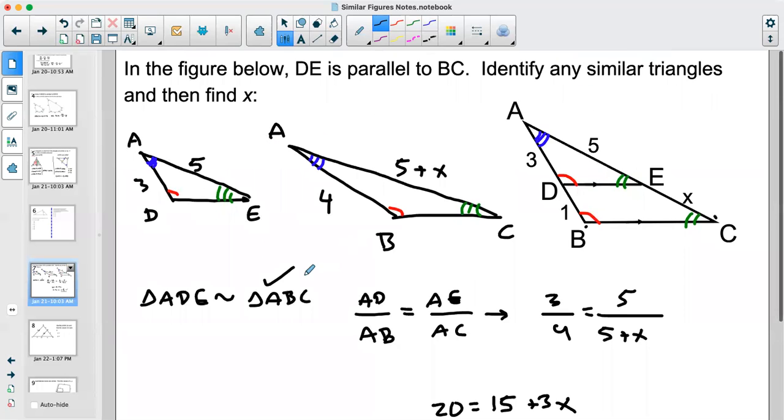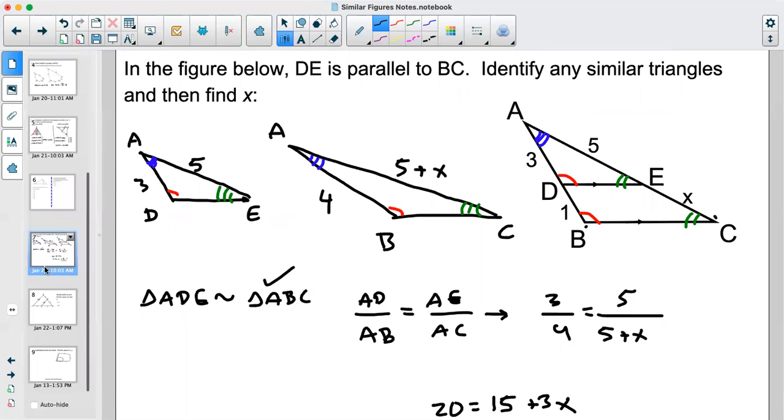So I identified the similar triangles and I found X. And it's all about the ratios of the sides. You don't always have to pull these triangles apart like that, but I think sometimes it's easier to see the corresponding sides if you do it. Again, not necessary, but sometimes it's handy.